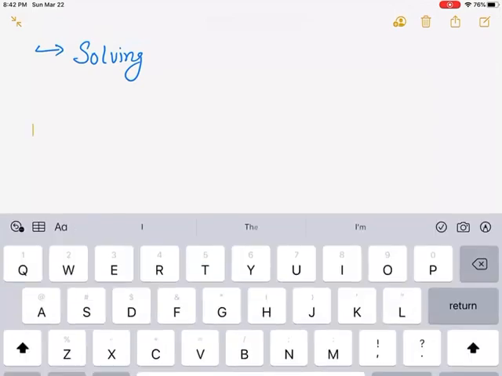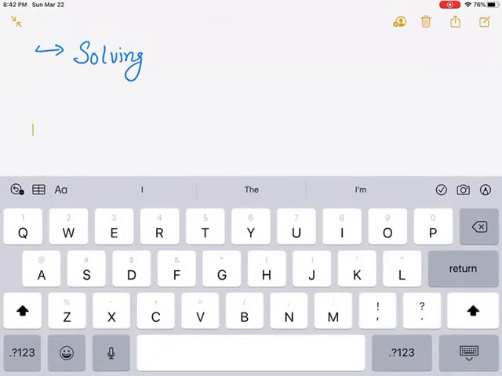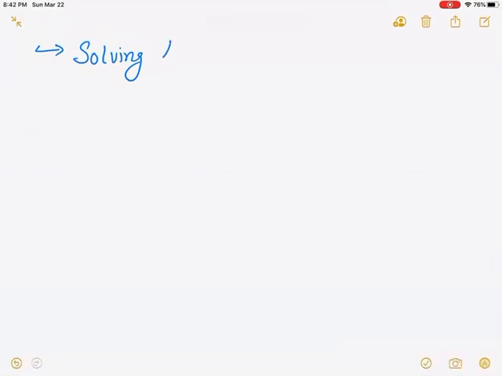Okay, so let's start today's lesson. So today we're going to be learning about solving log equations. Gosh, it feels so cool holding this pencil. Anyways, solving log equations.